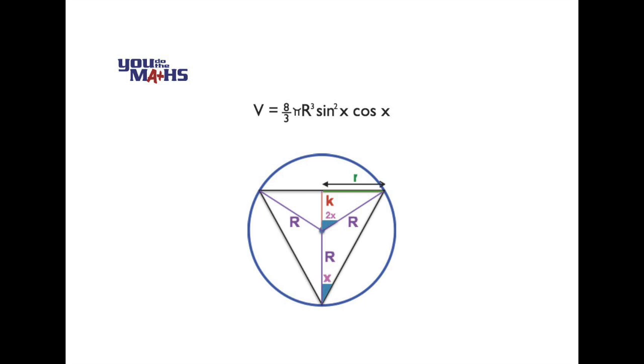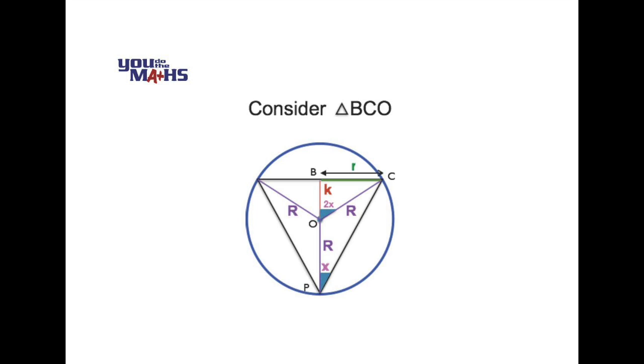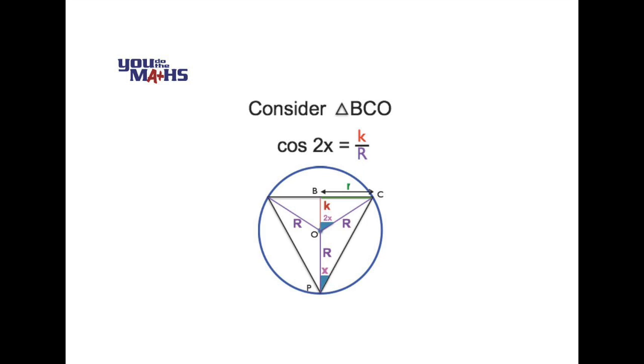Now, to establish some lengths in our diagram, let's label the circle at the centre triangle BCO. This will help us to establish the value of K. So if you look carefully, we do have a vertical meeting the line BC, so there's a right angle there, and we have the angle 2x. Now K is adjacent to the angle 2x, and capital R is the hypotenuse. So we can use cosine, in this case cosine of 2x, to describe the ratio of adjacent over hypotenuse, or K over R.